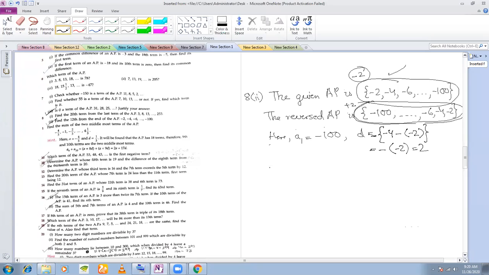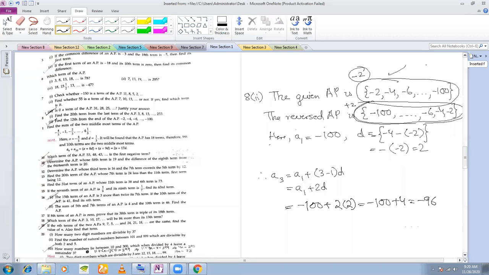Now you find out A3 of this AP, the third term. Therefore, A3 is equal to A1 plus (3 minus 1) into D, which is A1 plus 2D. Put the values of A1 and D: -100 plus 2 into 2, which is -100 plus 4, which is -96. That's it. The third term from the end of this AP is -96.